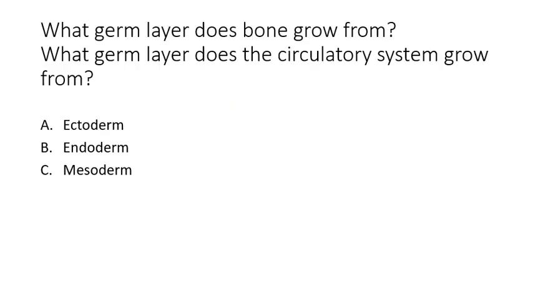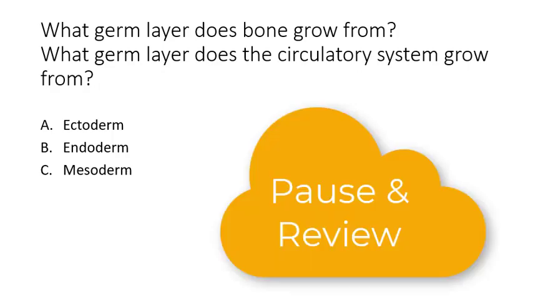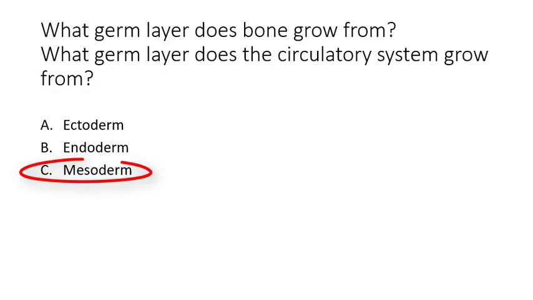What germ layer does bone grow from? And what germ layer does the circulatory system grow from? Both grow from the mesoderm.